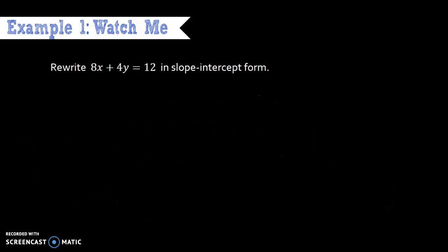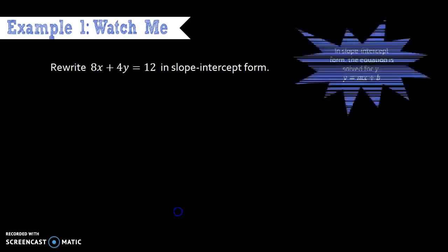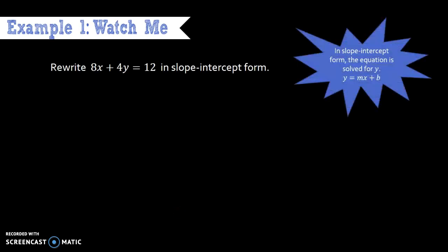Let's do an example. Rewrite 8x plus 4y equals 12 in slope-intercept form. So again, slope-intercept form means that we are solving for y. We did this in Unit 2 when we rewrote formulas and equations for a particular variable. We're practicing that here again. This time we're solving for the variable y.